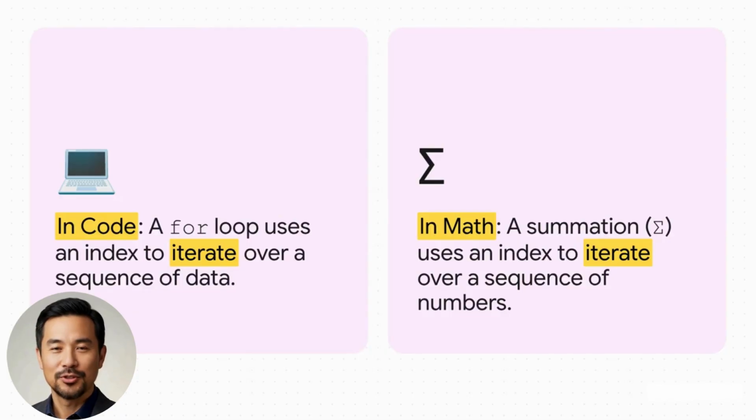Here is a fantastic way to think about it. If you've ever written a line of code, you know what a for loop is, right? It uses an index, let's call it k, to go through a list of items one by one. Well, in math, that big sigma symbol for summation does the exact same thing. The index k tells it which numbers in a long list to add up. It's the same idea. It's a tool for looping through things.